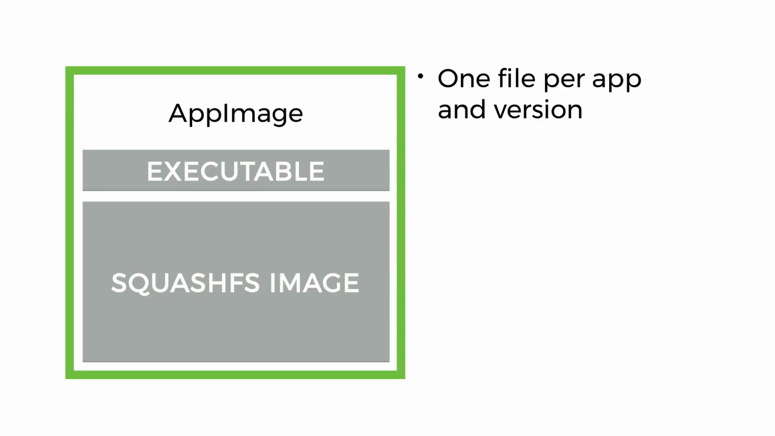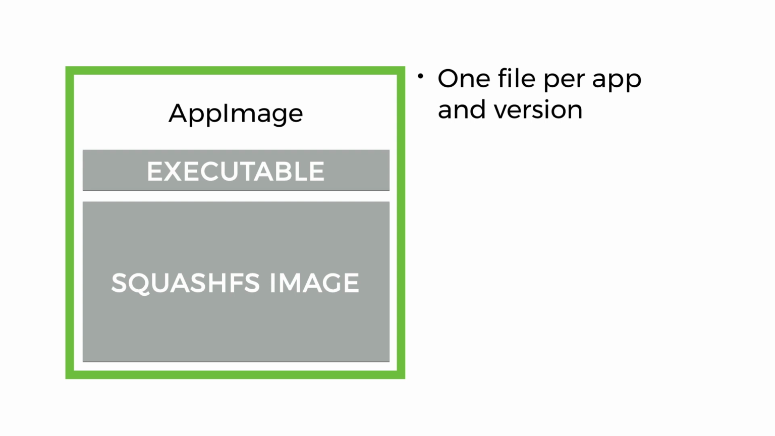So how does this work? The idea is a very simple idea, and that is every application is one file. So you can have as many AppImages as you want. It's always one file per application and per version of the application. And this includes two things inside of the file.